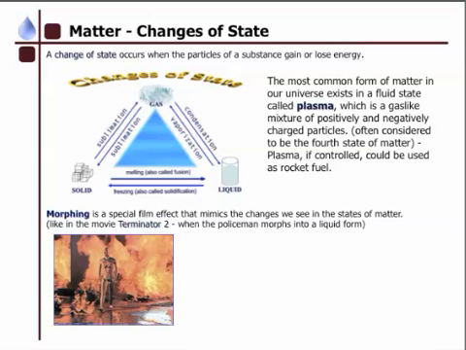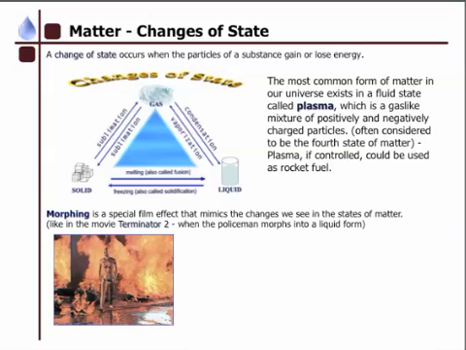Okay, so here we're going to talk about matter and changes of state. A change of state occurs when the particles of a substance gain or lose energy. The most common form of matter in our universe exists as a fluid state called a plasma, which is a gas-like mixture of positively and negatively charged particles, and it is often considered to be the fourth state of matter. Plasma, if it could be controlled, could be used as a rocket fuel.